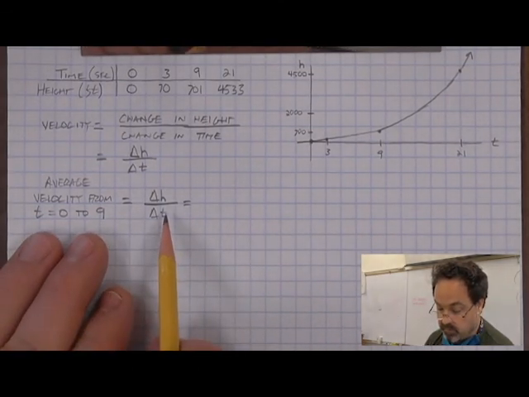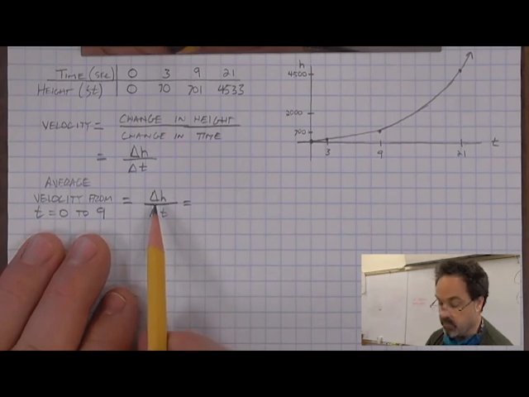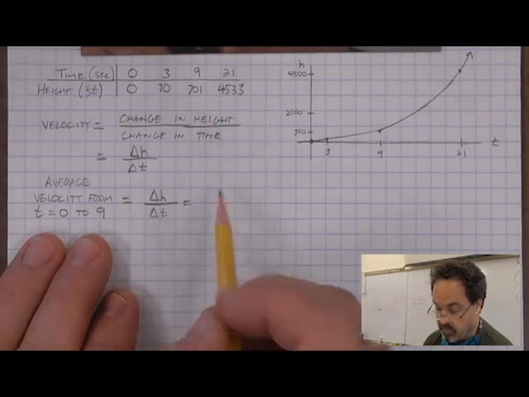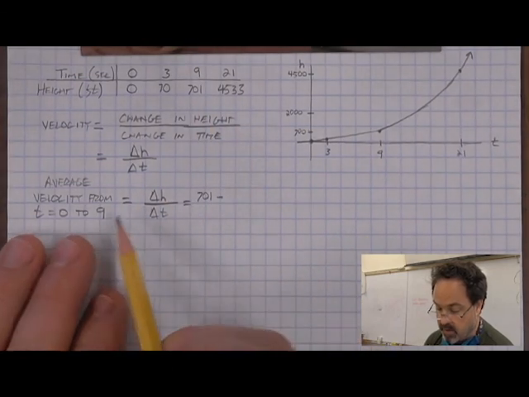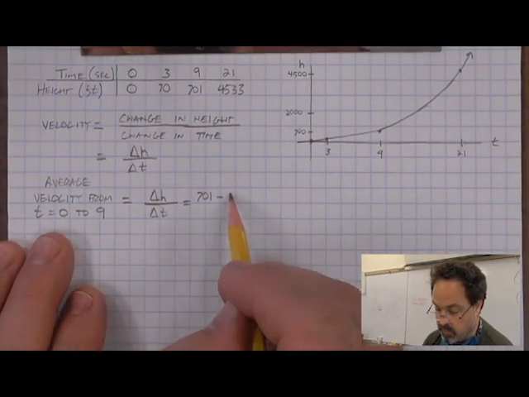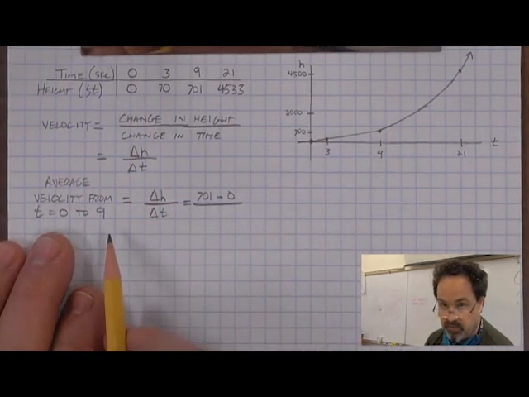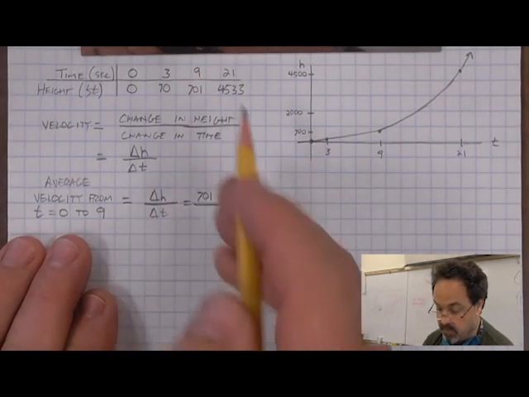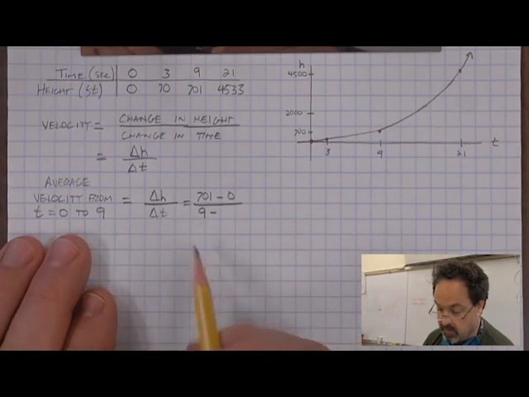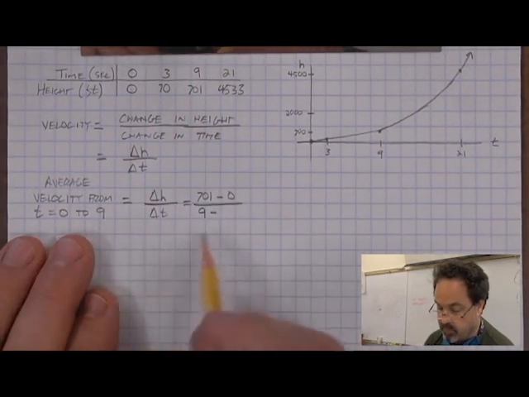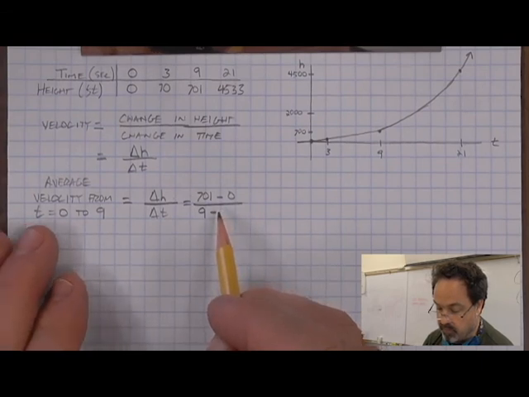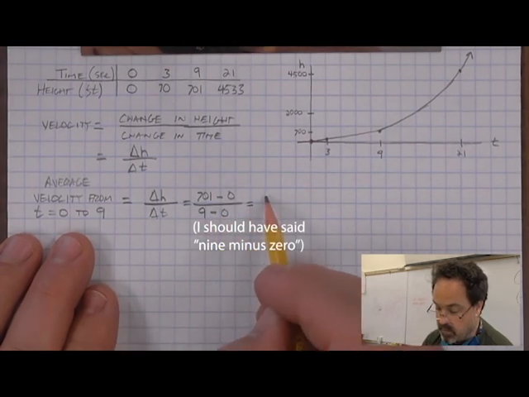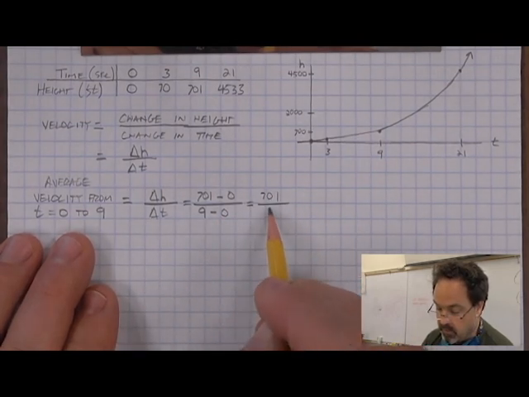Now with these specific numbers, the change in height we can read from the table. The finishing height is 701, and if we subtract the initial height at time 0, then we'll get the total amount of change from 0 to 9. Same thing with time. Time is the variable that we're comparing this to, so to go from 0 to 9, the change would be 9 minus 0, and that simplifies quite nicely. We have 701 divided by 9.